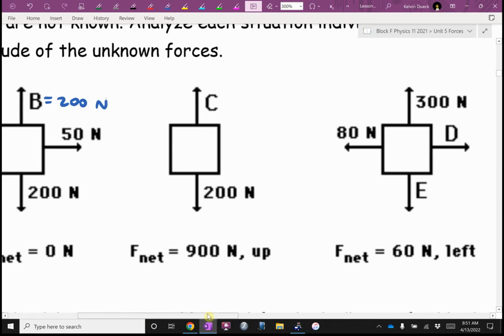Sophie, what's the net force, magnitude and direction, for the second diagram? And direction? 900 up. Okay, 200 down. How big must C be so that we end up with 900 up? Has to be. Did you say 700? No, 1100. 900, 200 down, 1100 up. The net force has got to be 900.